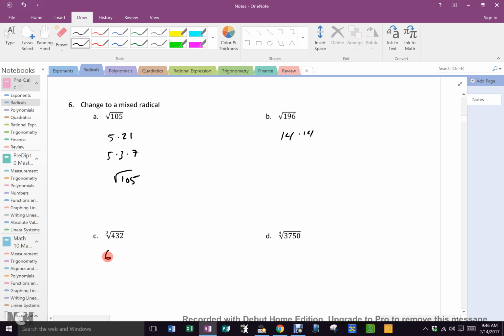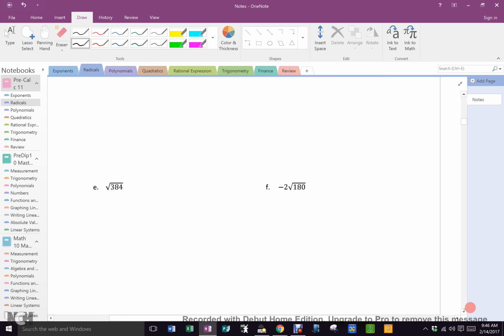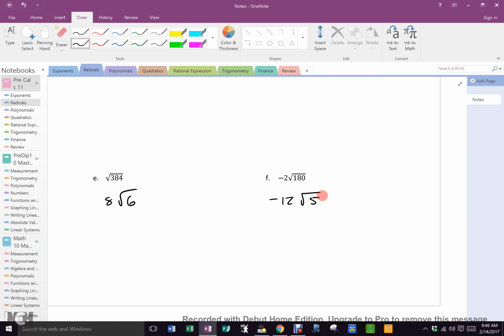C is 6 cube root 2. D is 5 fourth root 6. Everybody okay? E is 8 root 6. And F is negative 12 root 5. Everybody good? Yes? Okay.